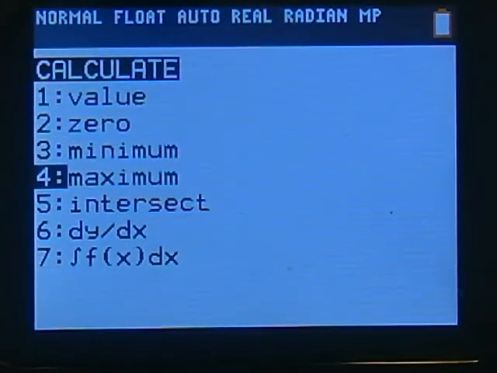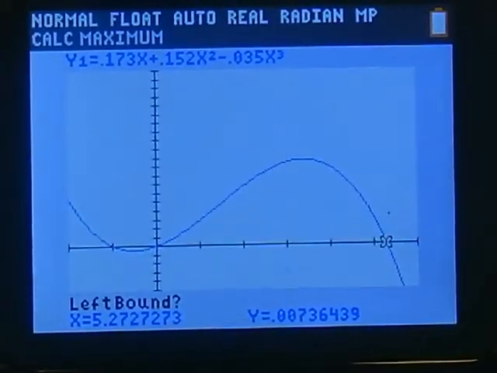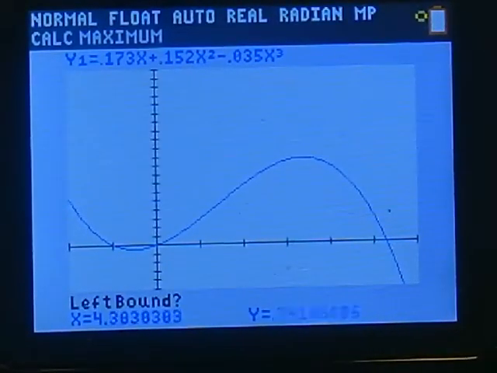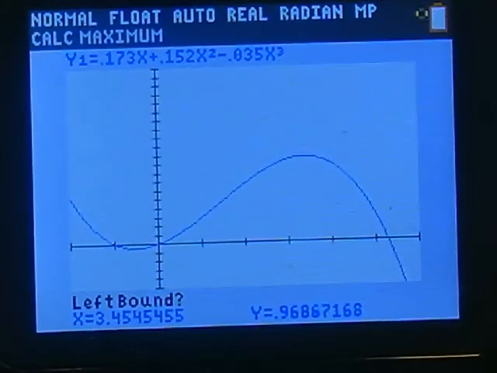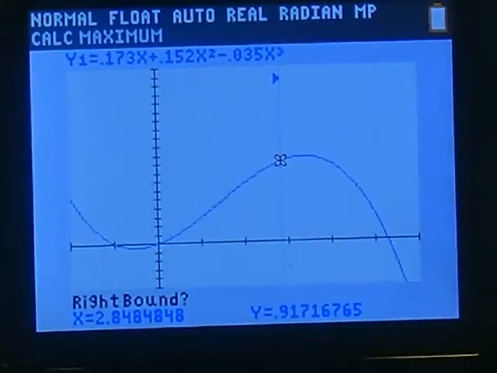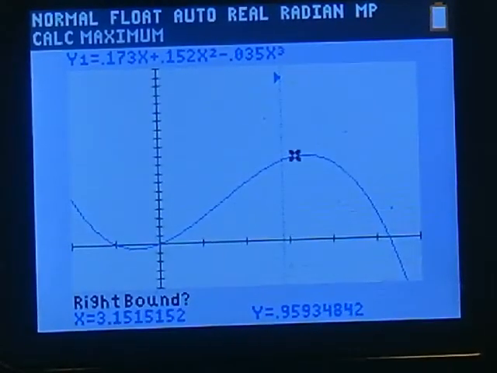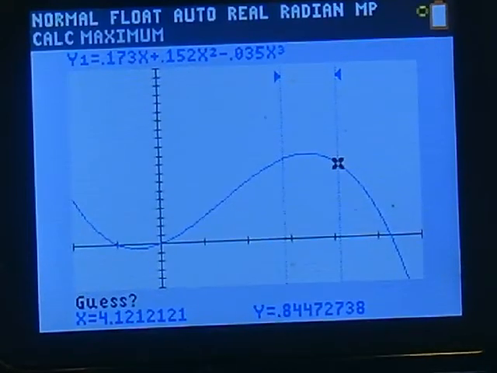We're going to do it by going second calc, maximum, and we're going to move the cursor. It's asking for our left bound. Move your cursor to the left of that mountaintop. There it is. Doesn't have to be real close. Enter. Move the cursor now. It's asking for your right bound. Move it to the right side of that mountaintop. That's good enough. Enter. And then enter again.